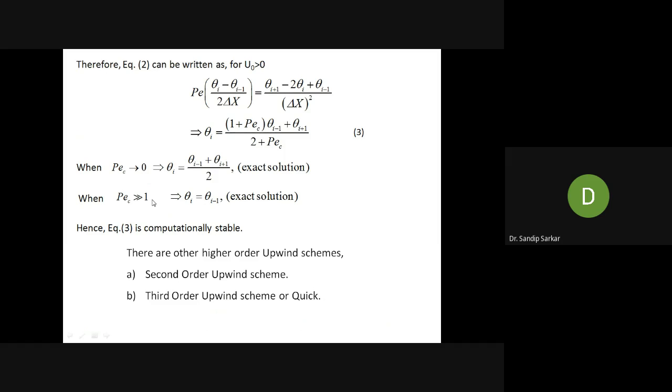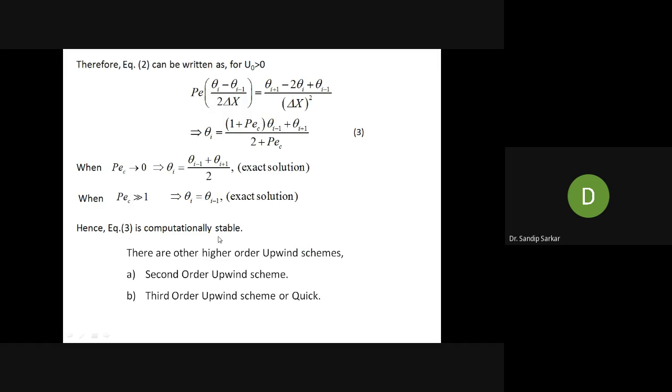Now for higher Peclet number, the Peclet number is very much greater than 1. So what will happen? This term will not be there. Peclet number is very greater than 1, so this term can be neglected, and this term also can be neglected. It will be PEC into theta I minus 1, and PEC will be cancelled out, and it will be theta I equals theta I minus 1. That is the exact solution, right? That means your temperature is basically governed by the upstream temperature. So that is what we get from the upwinding scheme. With the upwinding scheme, the problem of getting an absurd, non-realistic, unphysical solution can be circumvented.